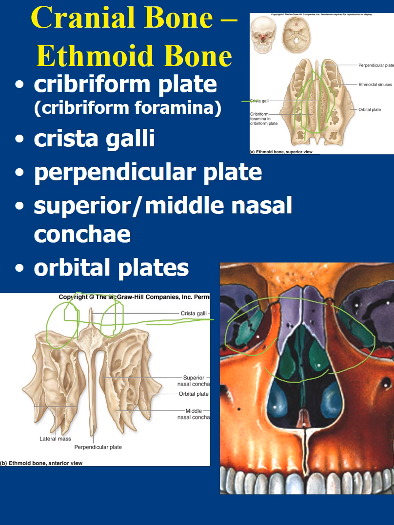The perpendicular plate is going to be inferior to that of the crista galli, and so in this image, I'm circling it right there. And then we have the superior and middle nasal conchae, and these help to form the correct temperature and water vapor percentage that we need for when we breathe in air. All right, and then lastly, what we have are the orbital plates that are found here on the sides, and these help to make the medial walls of the orbit for our eyes.